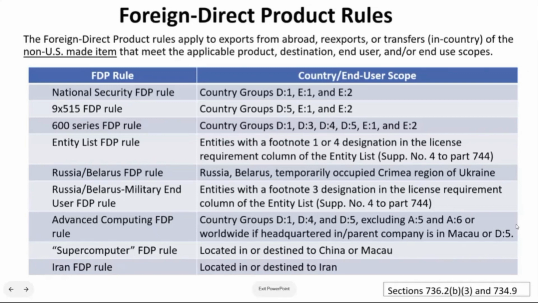We have entity list rules. If you're dealing with someone on the entity list, that's when you start going down that path. If you've got something going to Russia or Belarus, you start looking at that. If it's a military end use for Russia or Belarus, you check that. If you've got the advanced computing FTP rule, you have to check what kind of ECCNs you're involved with. That usually has very high level ECCNs, supercomputers and such. We have the supercomputer rule and the Iran foreign direct product rule. A lot of these things have to do with the country scope, and then where it's going to go afterwards. So let's take a look at another fact pattern here. Next, please.